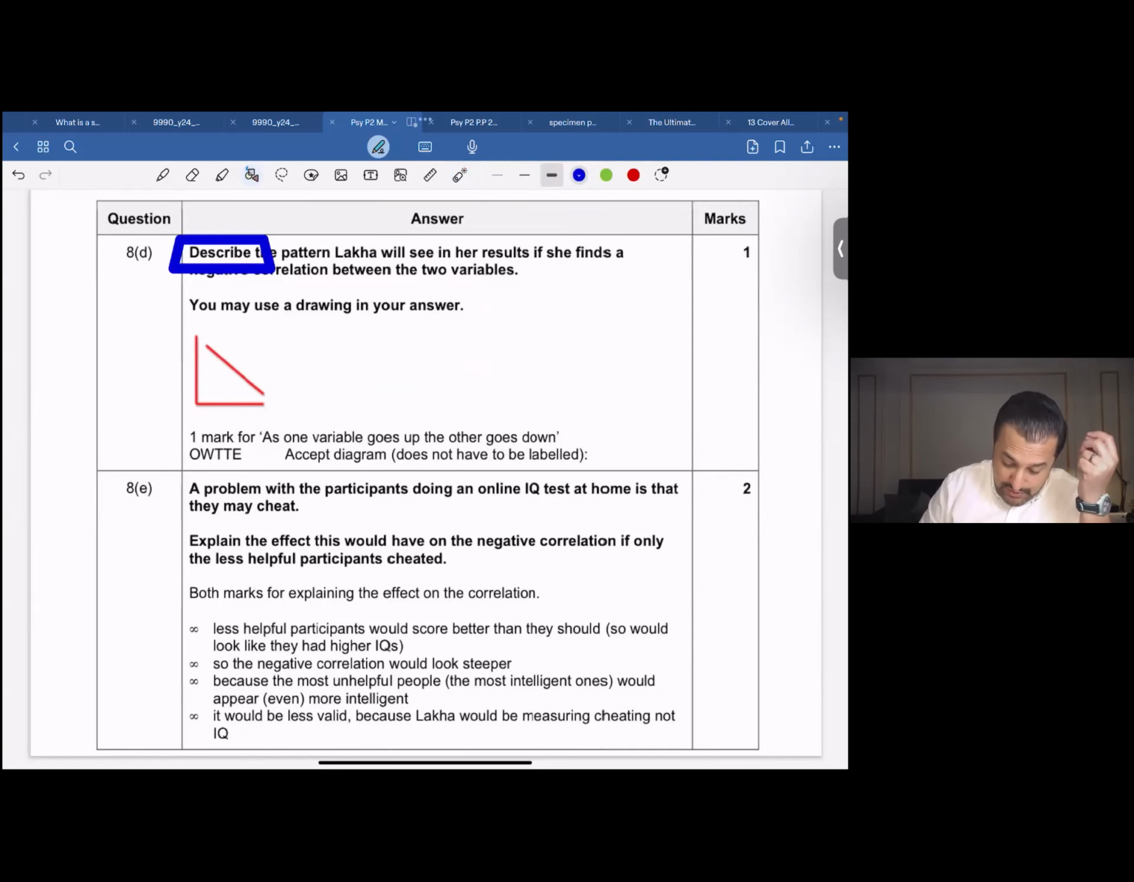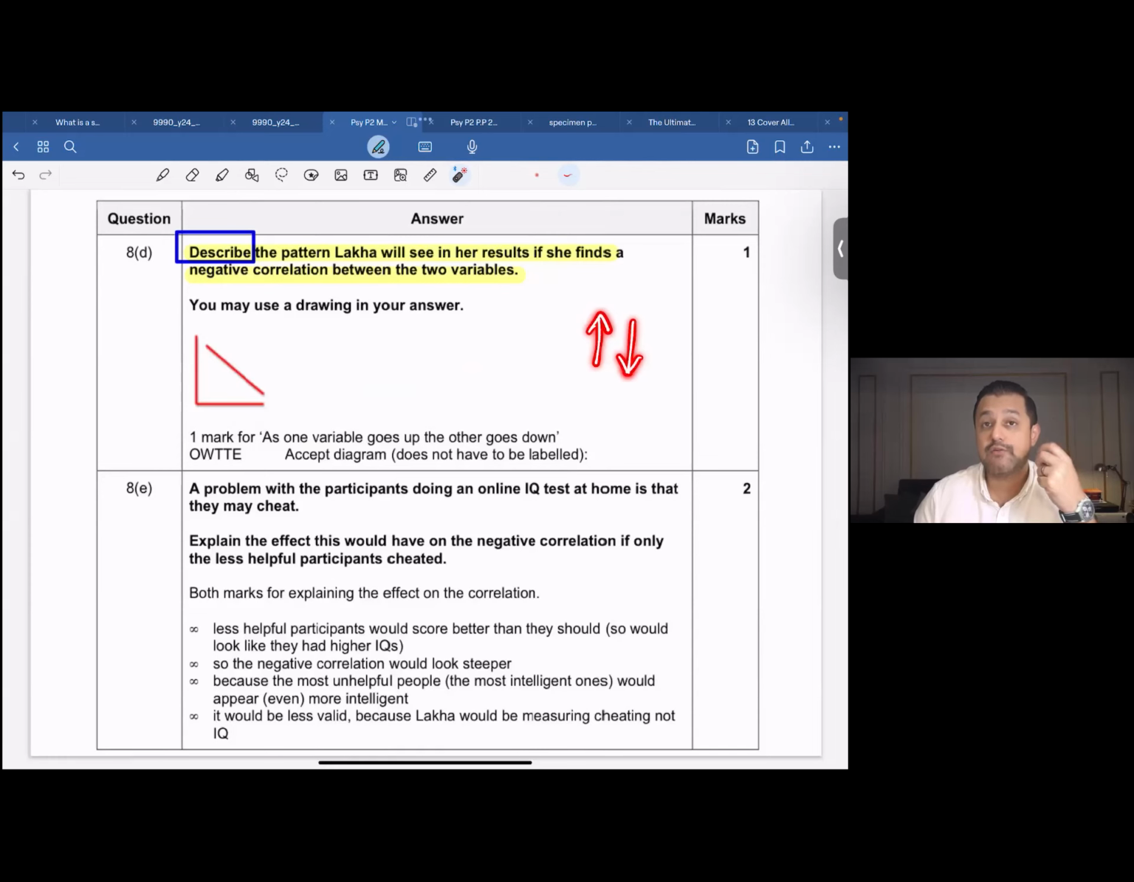Taking this ahead, the next question says, describe the pattern Lakha will see in her results if she finds a negative correlation between the two variables. Now, what is a negative correlation? In a negative correlation, usually when one variable goes up, the other comes down.